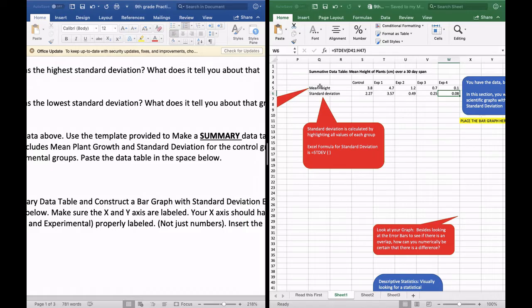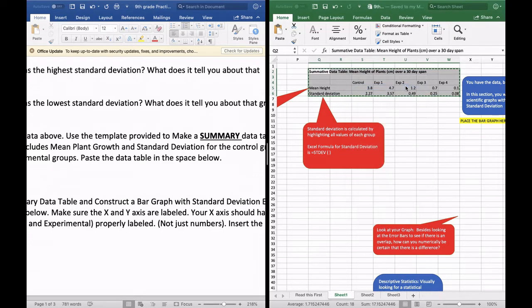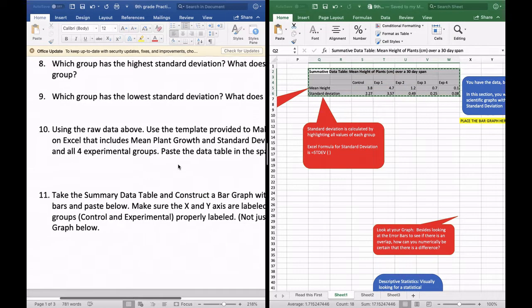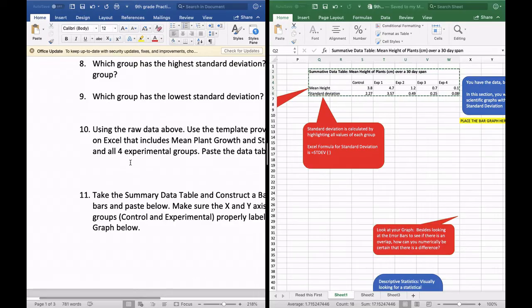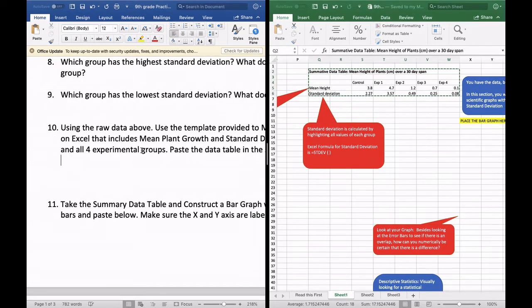So we've done this before, but remember that when you take your whole data table, you gotta highlight it, and you right click, and you're gonna copy that, and then you're gonna go to your Word document, and you're gonna paste your data table in your Word document.